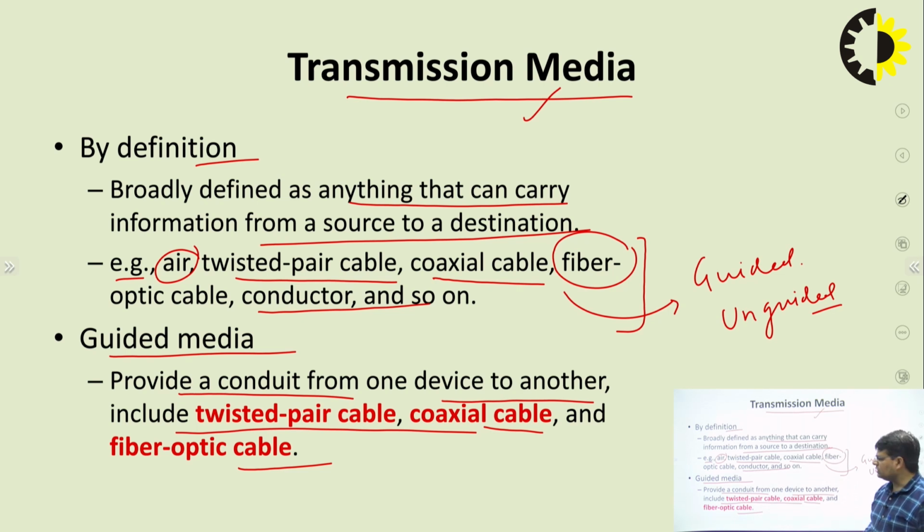Out of these, three are examples of guided transmission media, where the signal is properly guided through the conduit from the transmitter side to the receiver side. Basically, in guided media, the signal is properly guided through the wired channel or media. The examples can be these.